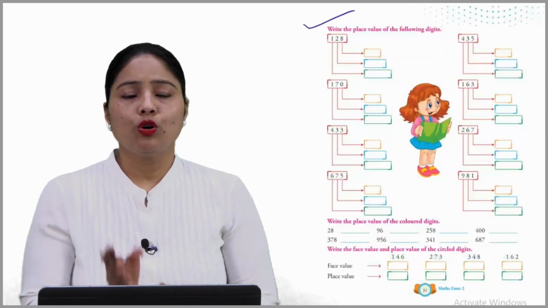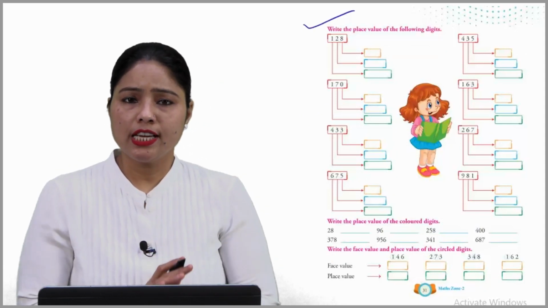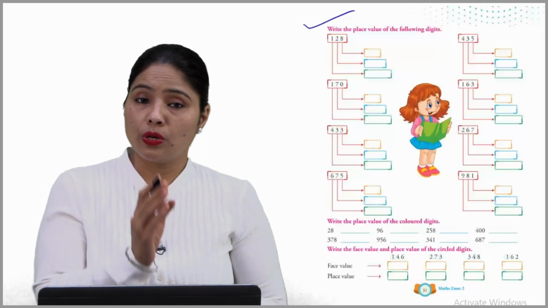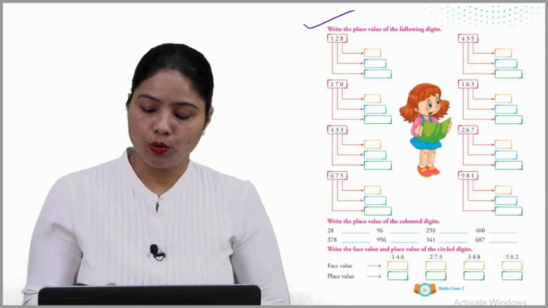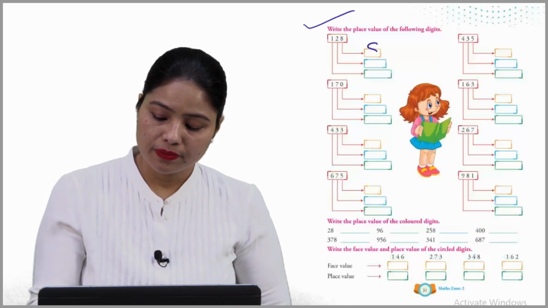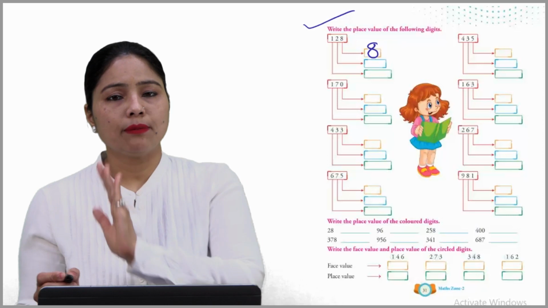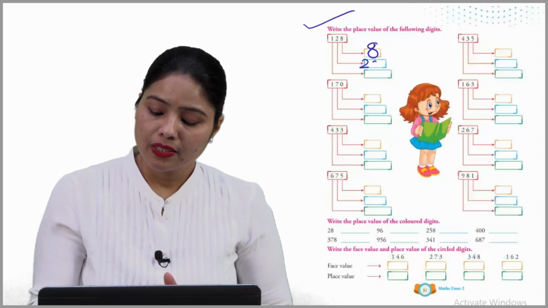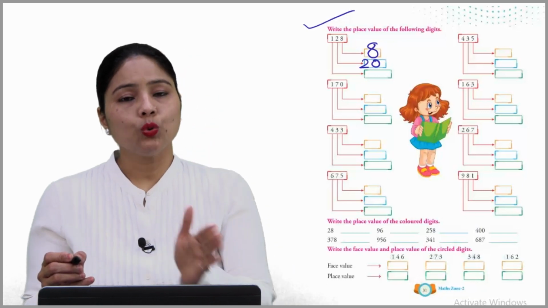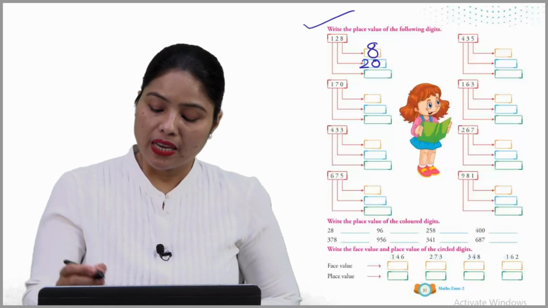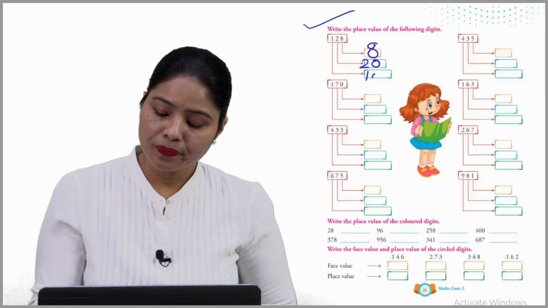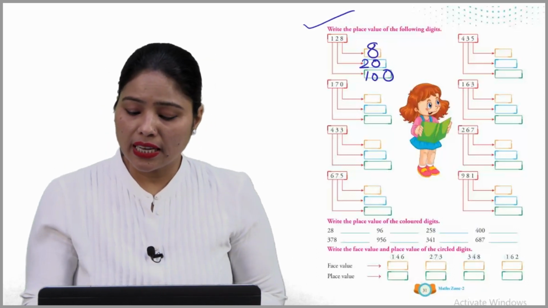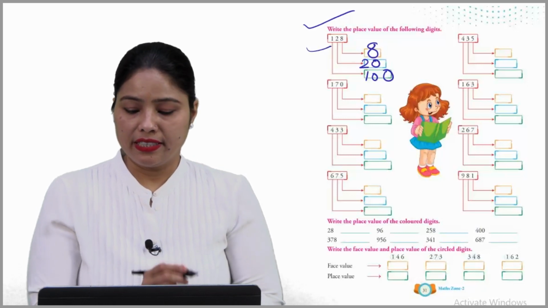Write the place value of the following digits. Okay. So first one is given, 128. So now 8 की place value हो गई बच्चों 8, क्योंकि 8 हमारा ones की place पर है. 2 की place value हो गई 20, क्योंकि हमारा 2 tens की place पर है. 1 की place value हो गई 100. So this is how we have to do the place value of that one.